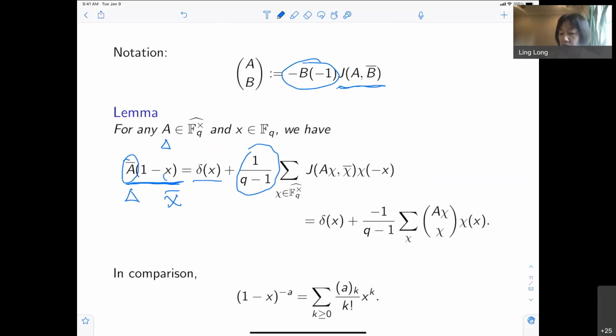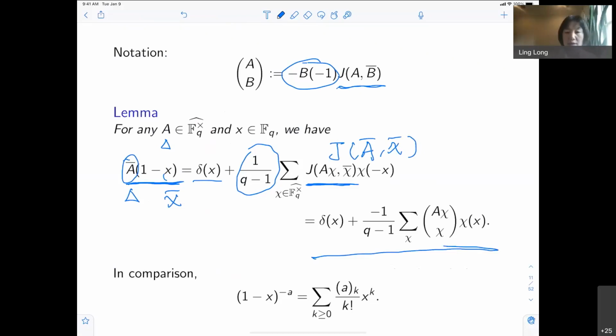There is a relation between this Jacobi sum and the Jacobi sum of a bar and chi bar. With the sign over here, you can rewrite it in a way that is pretty parallel to the classical formula, which is 1 minus x to the minus a in the complex setting. So you can write it down in terms of the rising factorial.